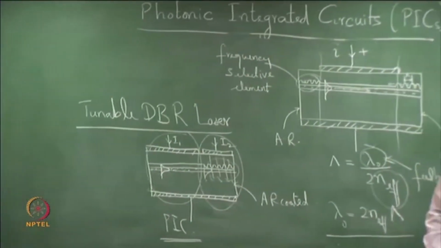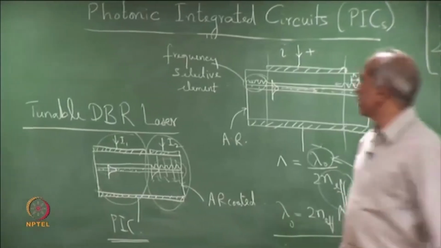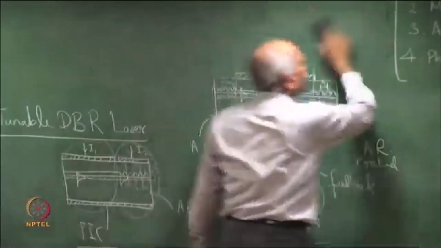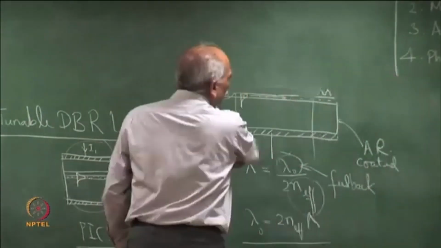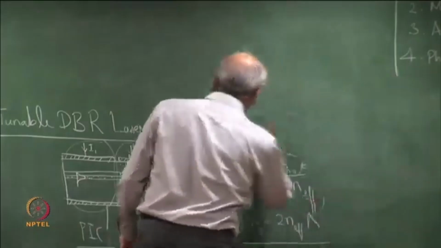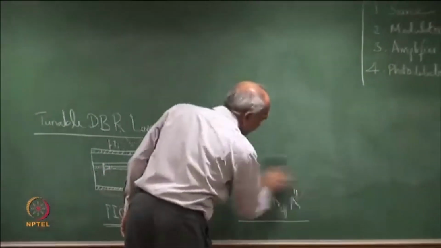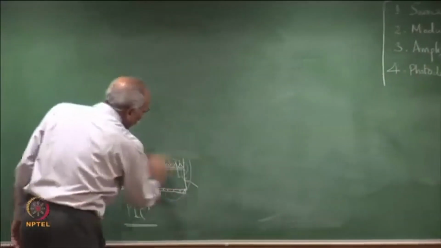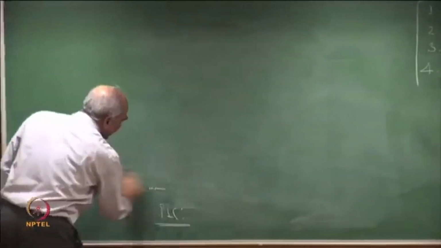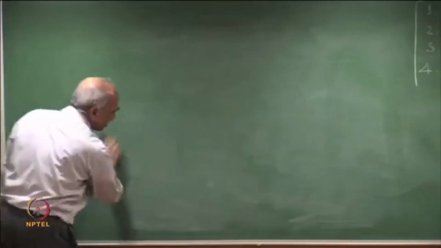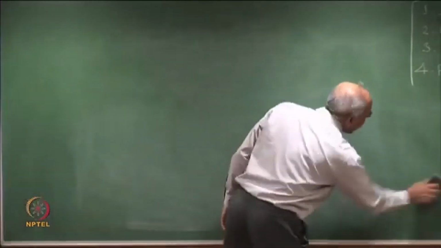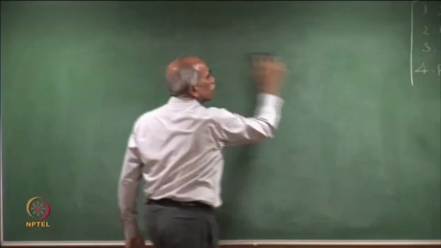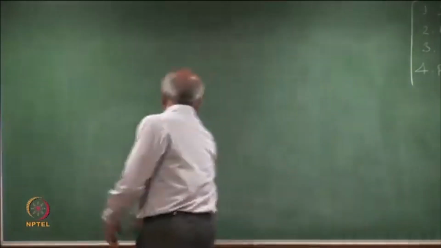We can have many more complicated and complex PICs. For example, if we take a WDM transmitter or a receiver, the current day WDM systems using a PIC, if we were to realize a WDM transmitter or a WDM receiver using a PIC, the general layout would be like this. Let me show the layout.